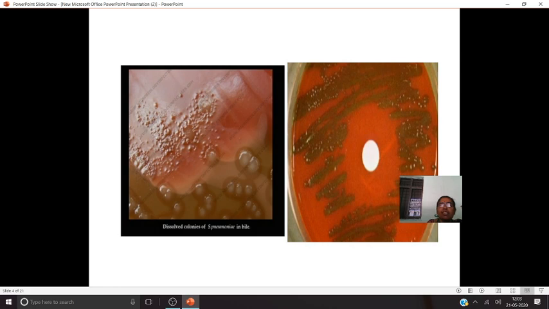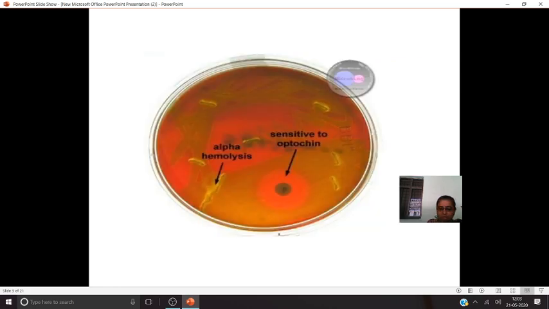This structure is due to alpha hemolysis. If you look at the pneumococcus colony with alpha hemolysis, this is the structure we observe, and it is very sensitive to optochin. The optochin test is very important in pneumococci. If the colony is sensitive to optochin, it appears like this, red all around with a blackish area in the middle. This is called sensitivity to the optochin test.